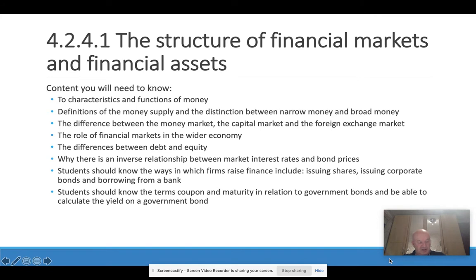So you're going to need to understand a little bit about the characteristics and functions of money. Also look at the differences between the money market, the capital markets and the foreign exchange markets. And you're not really going to need to go into this in huge amounts of detail. You just need to be aware of the differences between the different parts of the market. Okay. So the role of financial markets within the wider economy is something you will need to consider.